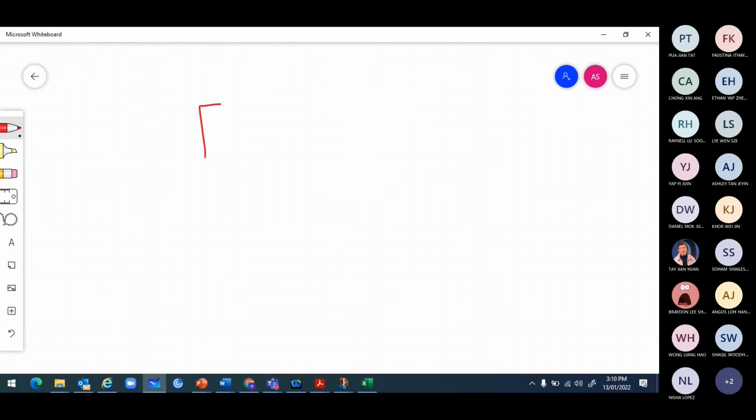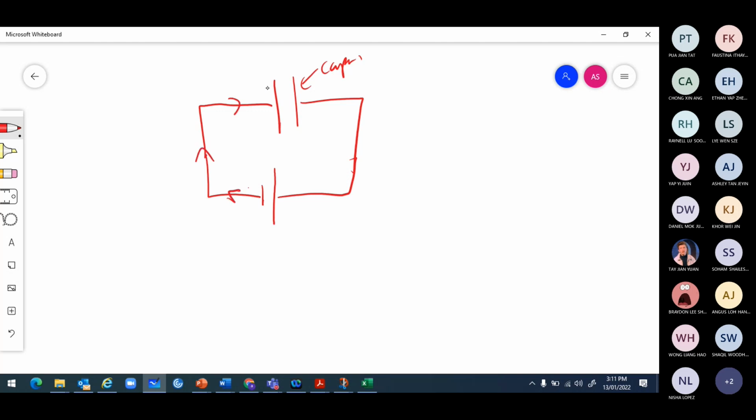Okay, you have the capacitor. This is your capacitor, connected to a battery. When the electron moves in this direction, this side becomes negatively charged and this side becomes positively charged. Because there is a negative and a positive charge, there will be a voltage. A voltage develops across the capacitor because of the accumulation.